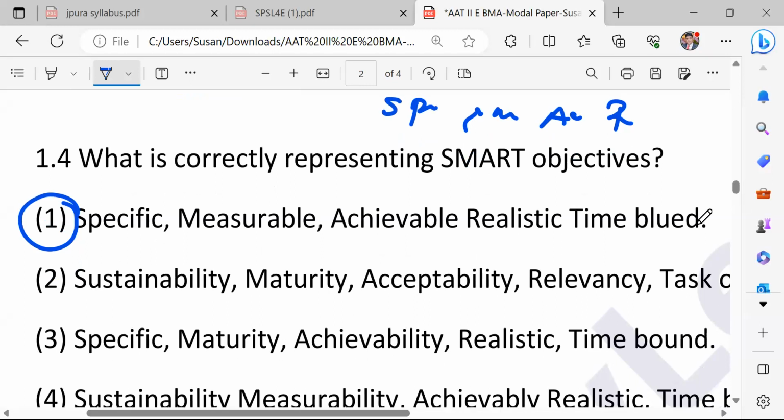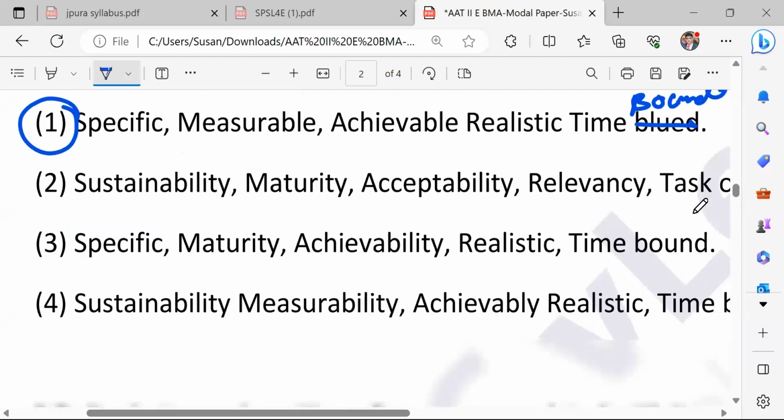This is time bound, correct it. Time bound, right? That is time bound, correct it. I'm sorry, mistakes in the paper.